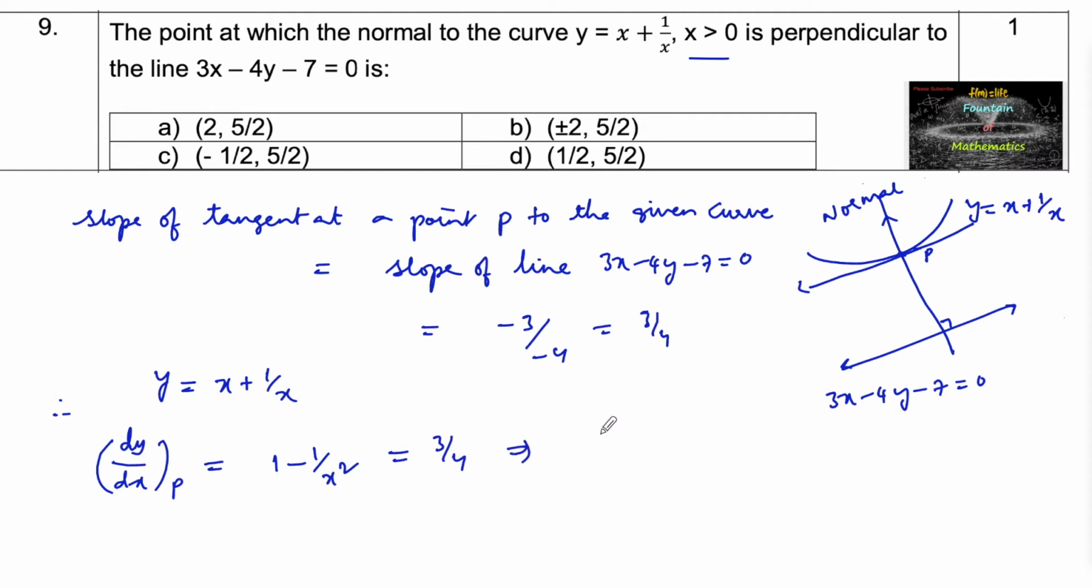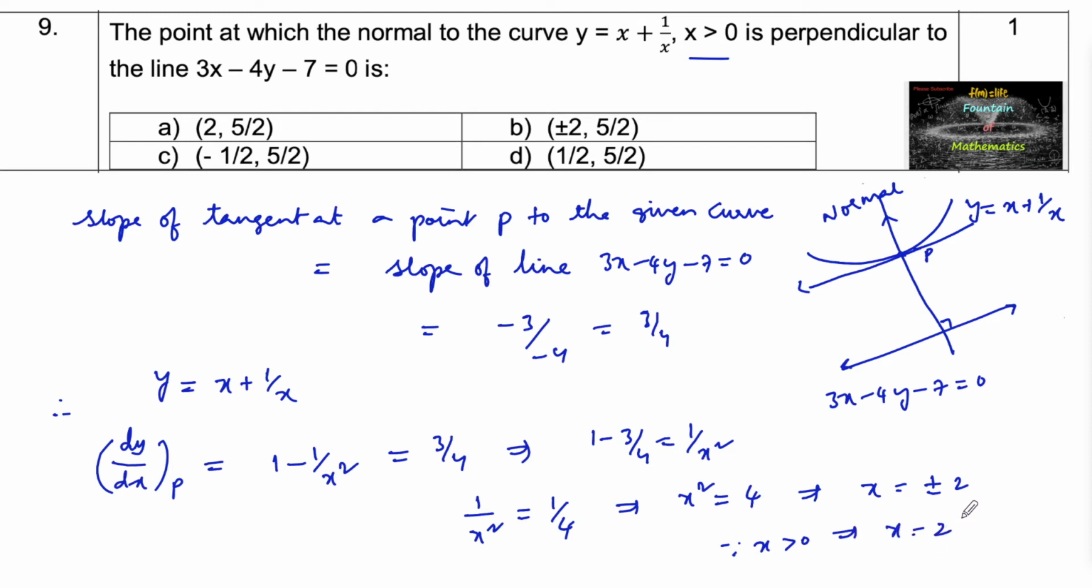So let us simplify this. So we have 1 minus 3 upon 4 is equal to 1 by x square, or 1 by x square is equal to 4 minus 3 upon 4, 1 upon 4, that is x square is equal to 4. So we may have x is equal to plus or minus 2, but since x is positive as given, we consider x is equal to 2.